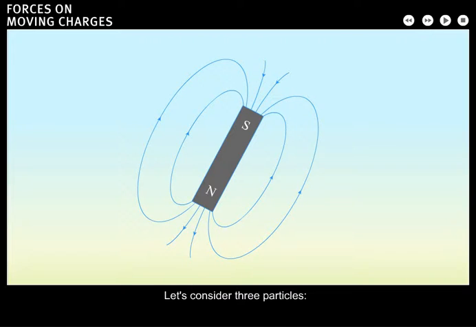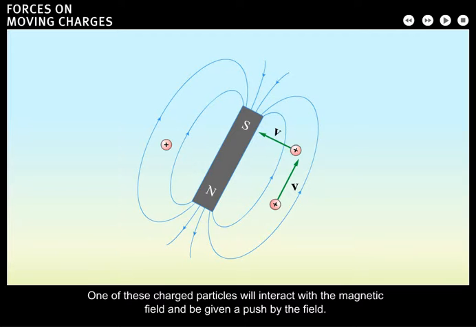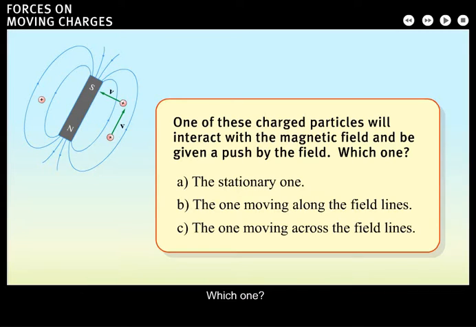Let's consider three particles, one stationary with respect to the magnet, one moving along the magnetic field lines, and the last one moving across the magnetic field lines. One of these charged particles will interact with the magnetic field and be given a push by the field. Which one? Correct.